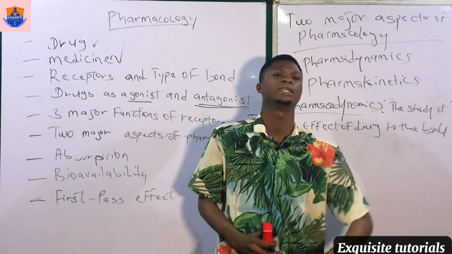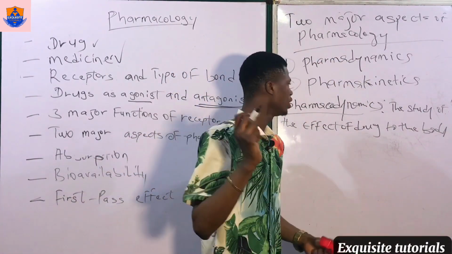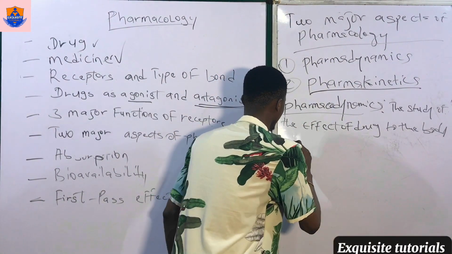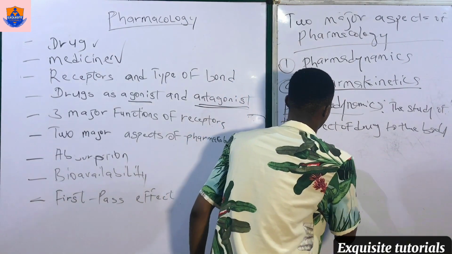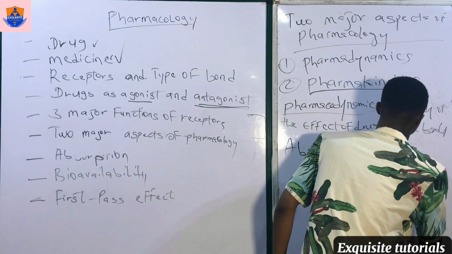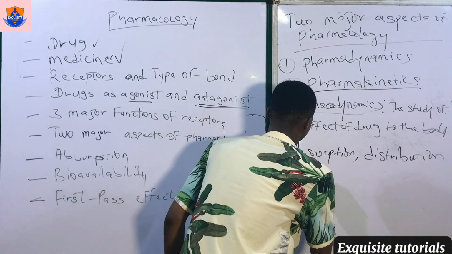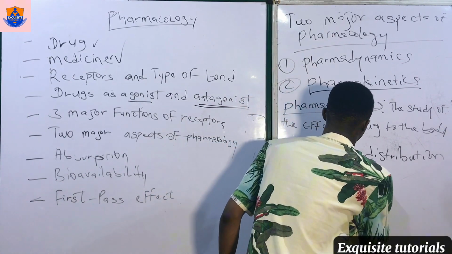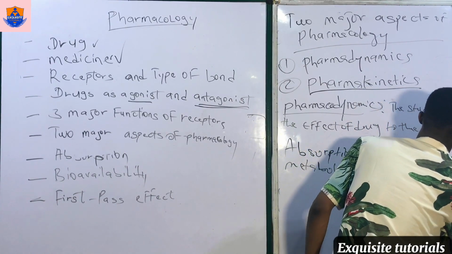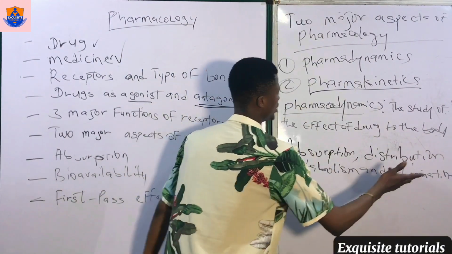Now, the next thing is pharmacokinetics. What does the body do to the drug? Now, this process is for you to understand what the body does to the drugs. There are some things that you need to understand, because this process entails absorption, distribution, and metabolism, and lastly, elimination. You understand everything that the body does to the drugs if you understand everything here: absorption, distribution, metabolism, and elimination.